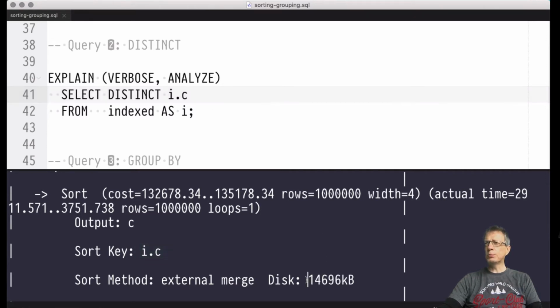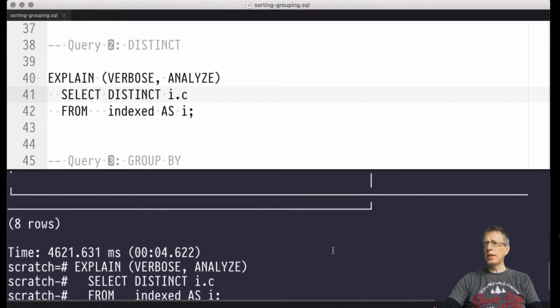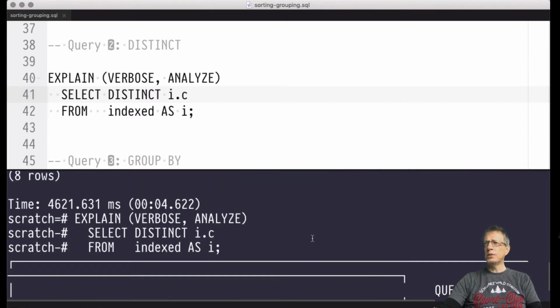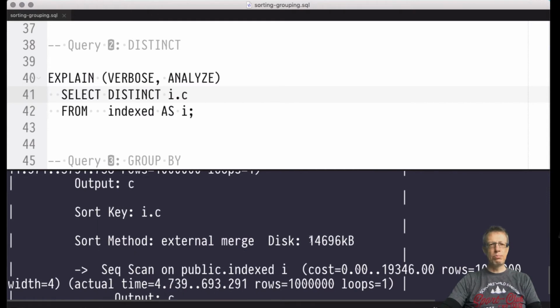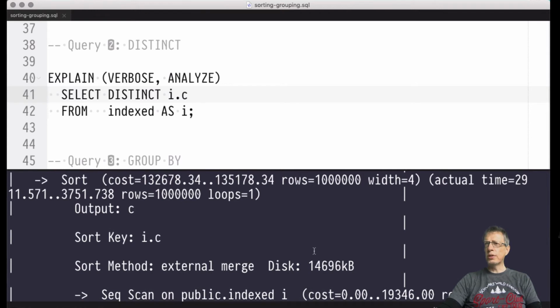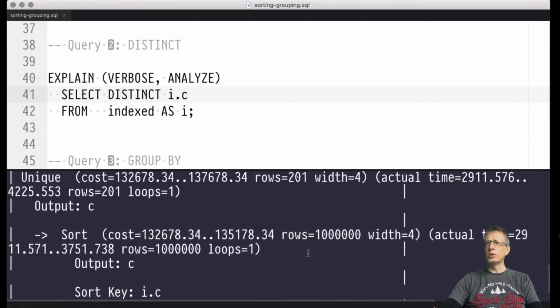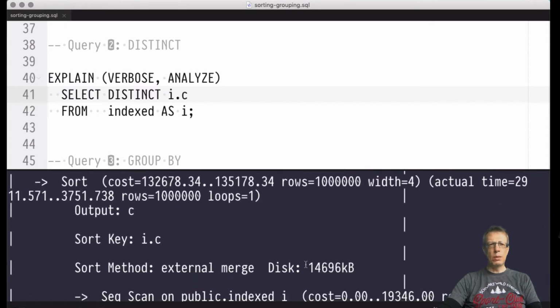and so that we can easily identify the distinct C values. If you compare the disk space here, which is 14,696 kilobytes, it's less than the 50,976 kilobytes above here. This is due to a very intelligent and clever treatment of duplicates that is built into the sort operator and already comes into play while we are sorting. So this particular sort operator knows that it's not supposed to produce duplicate values, and during sorting stuff is already thrown away. So we can get away with less space usage here.